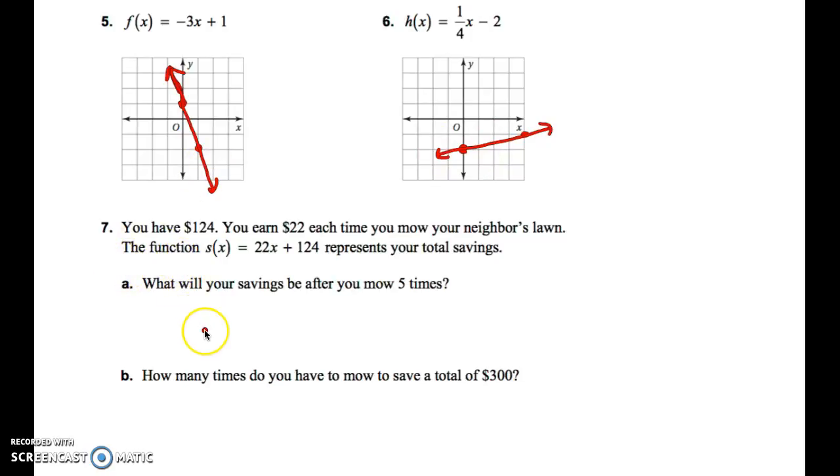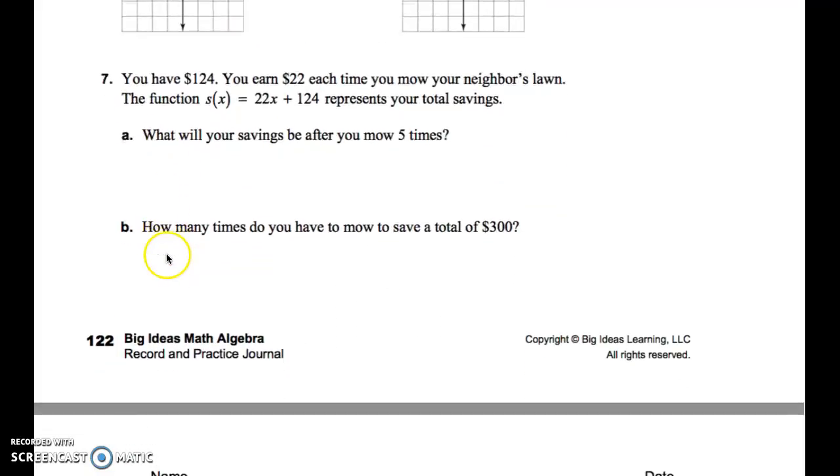Okay. Now, number 7. Got a real-life example here. It says you have $124. You earn $22 each time you mow your neighbor's lawn. The function s of x equals 22x plus 124 represents your total savings. So let's look at that really quick. You already have the $124. That's your y-intercept. That's what you're starting out at. And you're getting $22 every time you mow the lawn. So that's an additional on top of that. So part A says, what will your savings be after you mow 5 times?